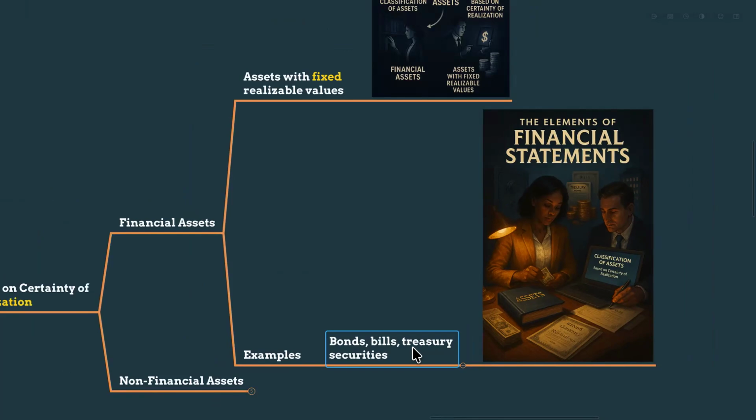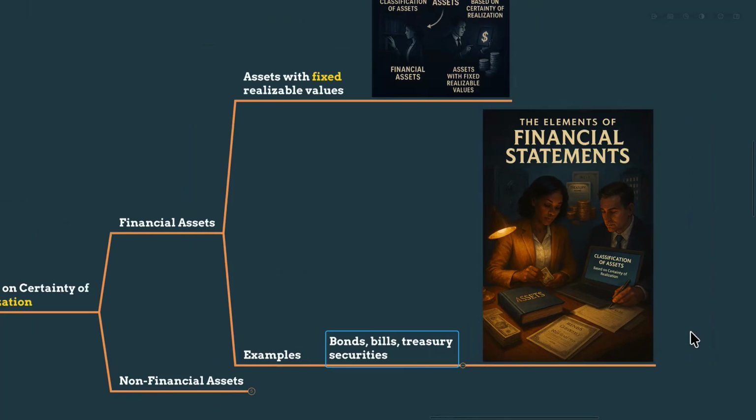It means, okay, you are giving a loan of 90,000, and the government is going to return you 100,000. So you know the realizable value and the date, right? Let's say you are investing 100,000 in Sri Lankan government treasury bills, and you know exactly how much you are going to receive when they mature. That is a financial asset, my dears.